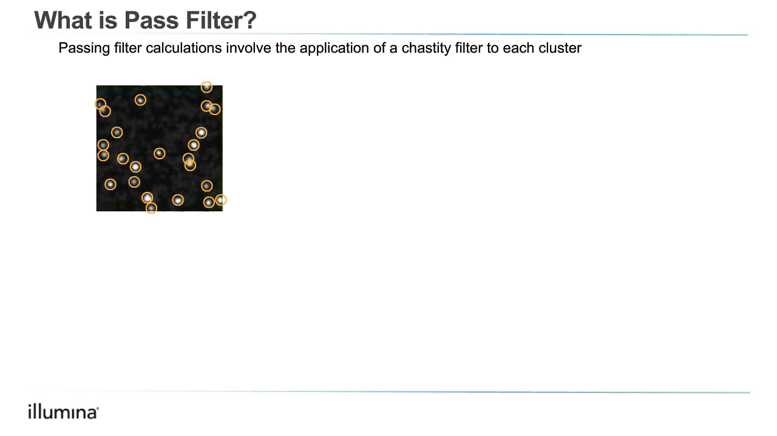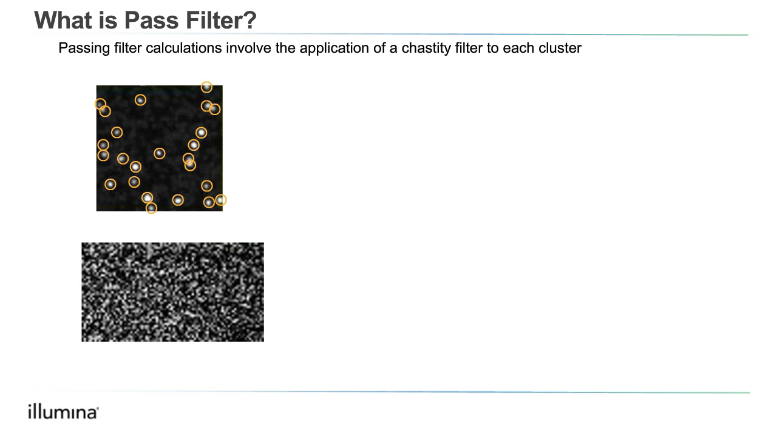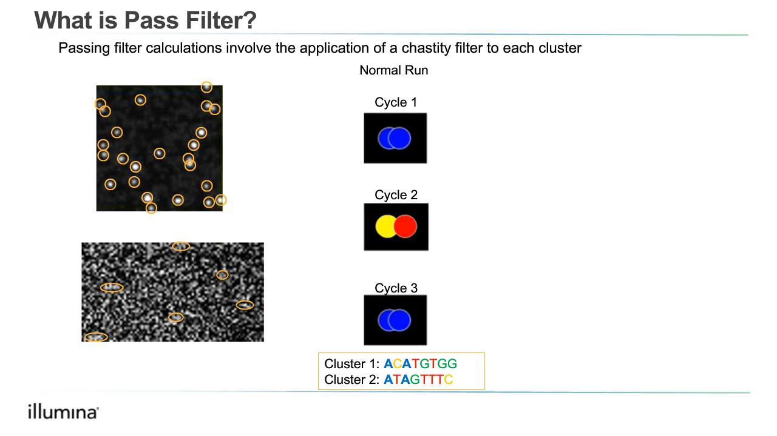In this image, we can easily distinguish between clusters, and they're easy to tell apart. Actual images look more like this though, where the clusters are much closer together, which makes it more difficult to distinguish each cluster. In a normal run, if there are two clusters with the same signal in cycle 1, the instrument software may not be able to distinguish the two clusters and will call them as one cluster.